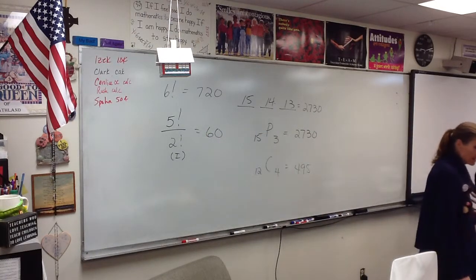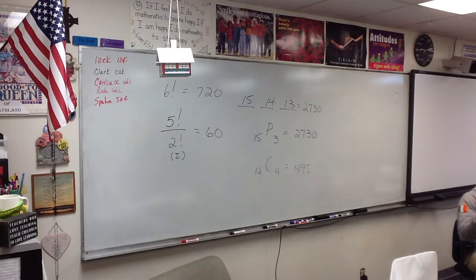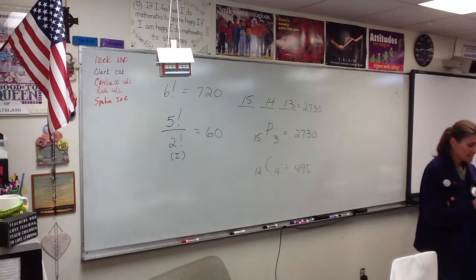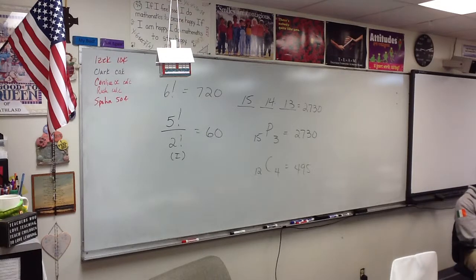Anybody got an idea about the last question? Yes, I do. 6 factorial. We talked about this, one of the key ideas of the chapter. There are several key ideas. One of them is, if you are arranging 6 things in a row, that's 6 factorial. If you're arranging 8 things in a row, it's 8 factorial.